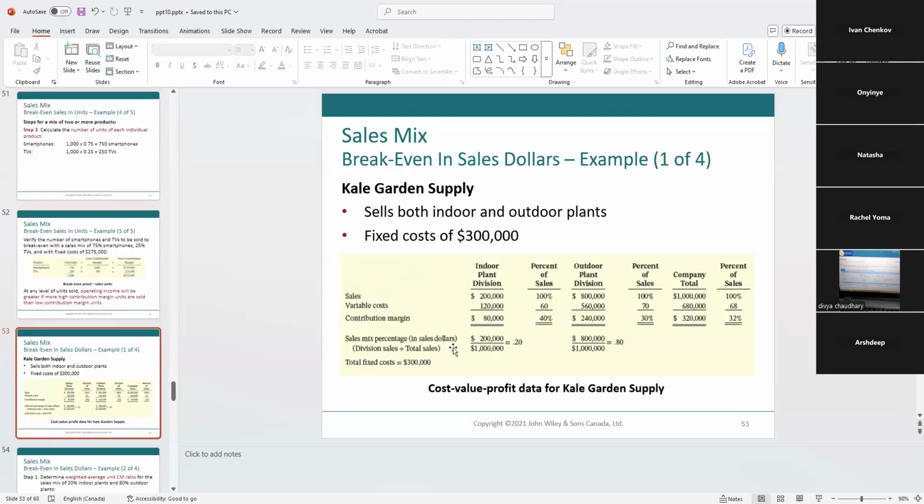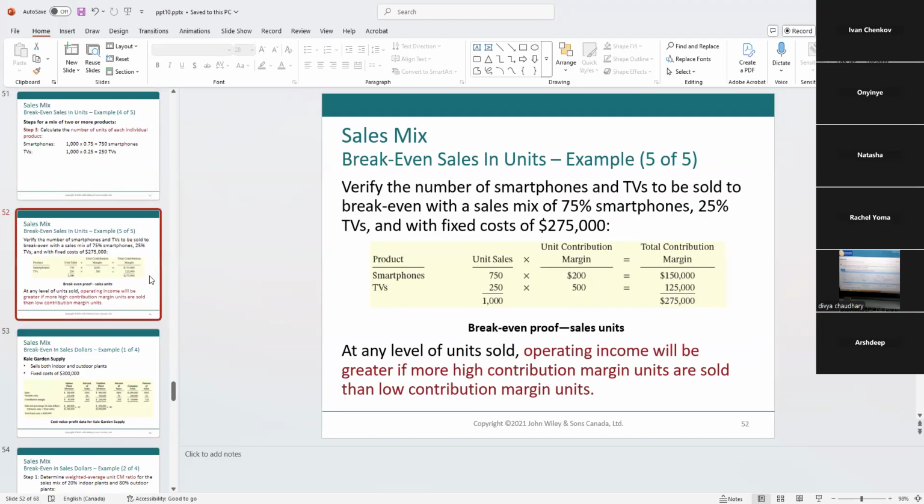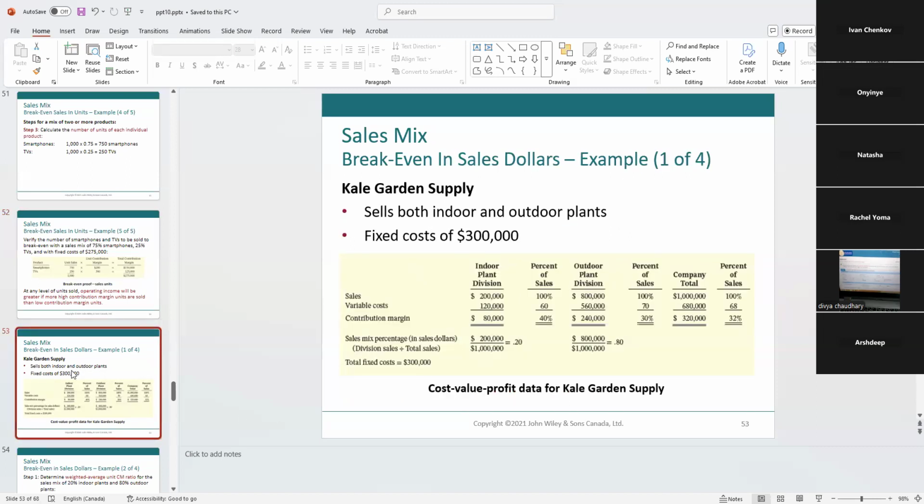Make sense? Yes. And once I do that, if I do that by the contribution margin that I'm generating, my total contribution margin will be 275, which is exactly equal to the fixed cost, 275, and that's the proof that I'm in break-even.